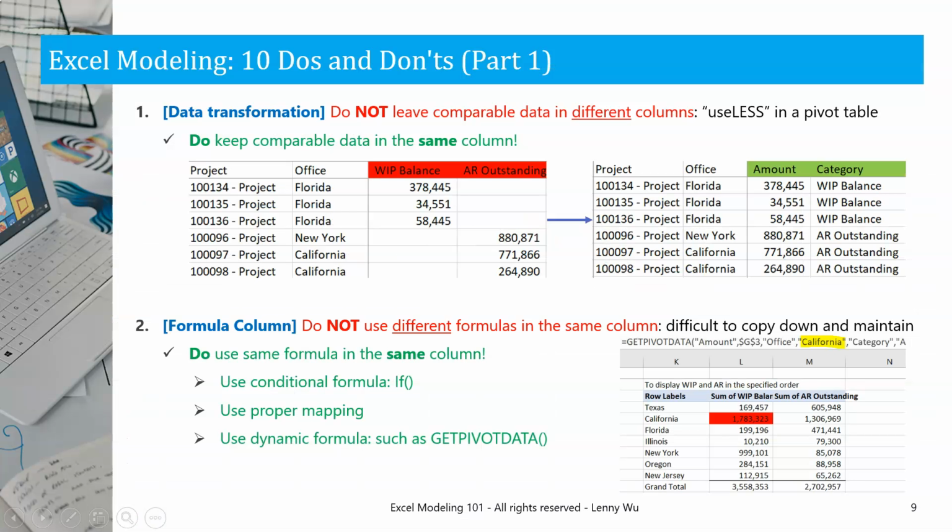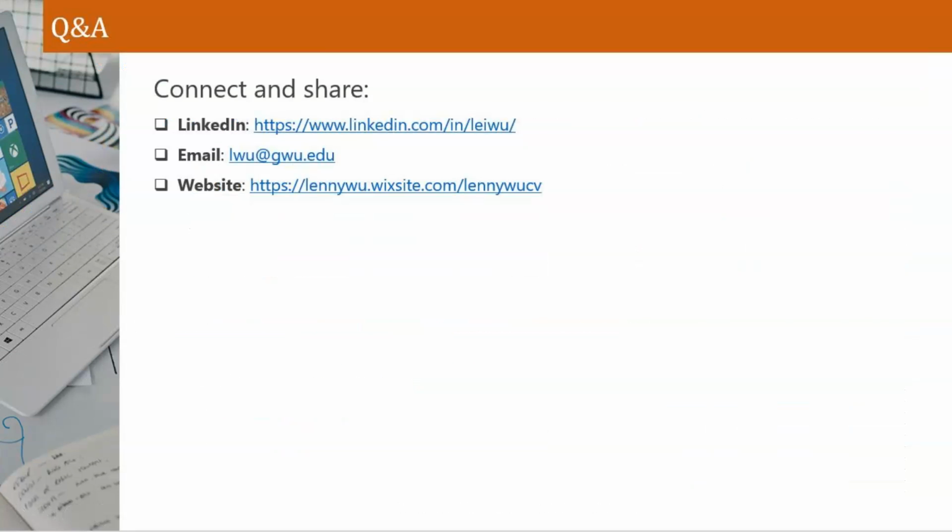Alright, to sum up, we need to use the same formula in the same column by using conditional formula, proper mapping, or dynamic formula. That's all for this Excel modeling do's and don'ts part 2.